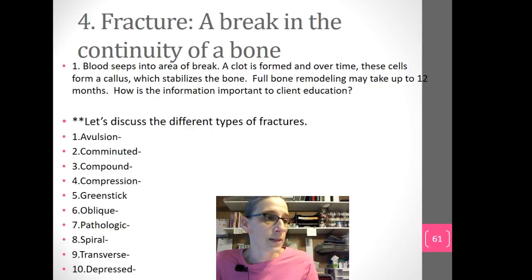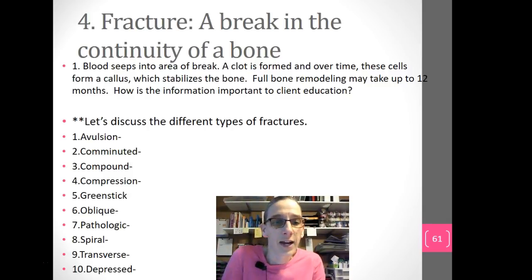All right, let's talk about some fractures here. So different types of fractures. We've got avulsion fracture, which we already talked about a little bit, comminuted fractures, compound fractures, compression, green stick, oblique, pathologic, spiral, transverse, and depressed.